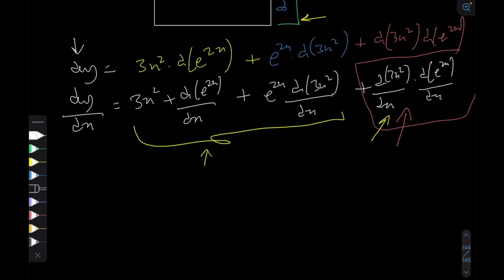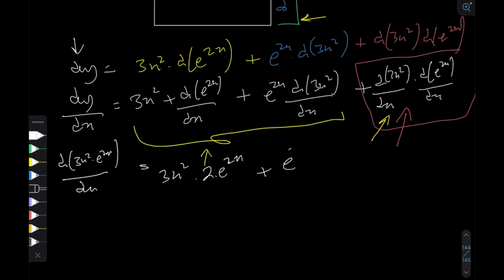Right, so it turns out that my dy over dx, where y was 3x squared multiplied by e to the 2x, is this thing: 3x squared multiplied by the differential of e to the 2x, which is 2 times e to the 2x, plus e to the 2x multiplied by the differential of 3x squared, which is 6x. Of course, I can expand it to 6x squared e to the 2x plus 6x e to the 2x.